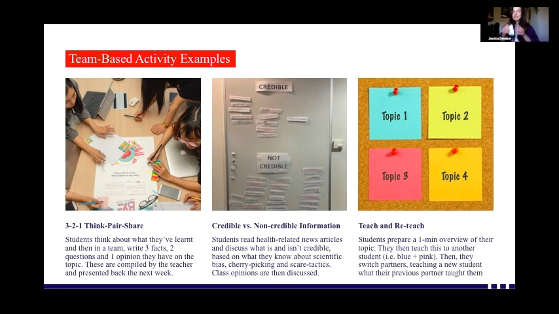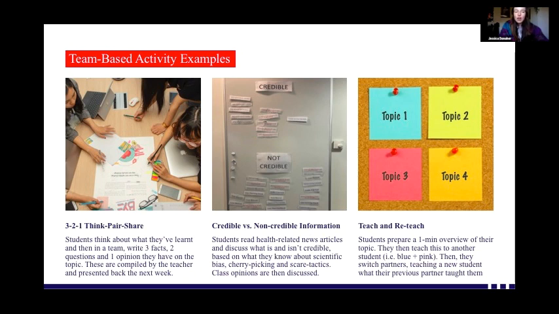All right, so as promised, here are some examples in a bit more detail for you. So these next two slides are going to be examples of team-based activities. The first one is think, pair, share.